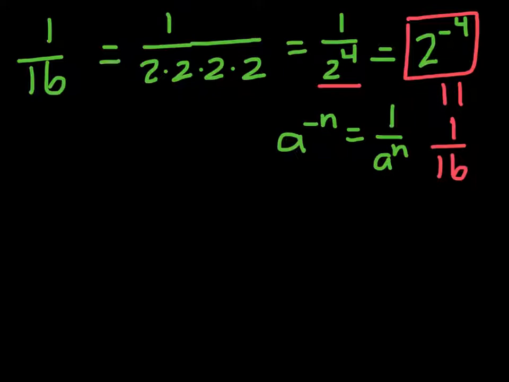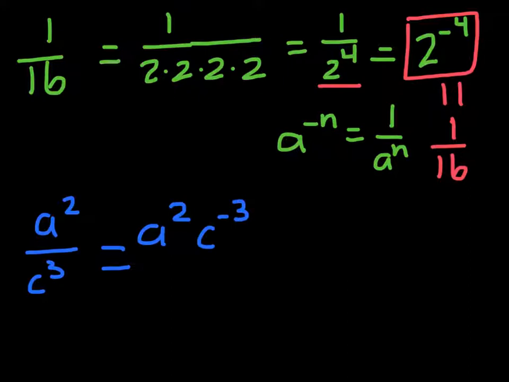Now let's work through another example. a squared over c cubed. How could we rewrite this expression without using a fraction bar? a squared will stay exactly where it is and look exactly the same way. And to express 1 over c cubed, we'll write c to the negative 3 power. So a squared over c cubed becomes a squared times c to the negative 3 power.